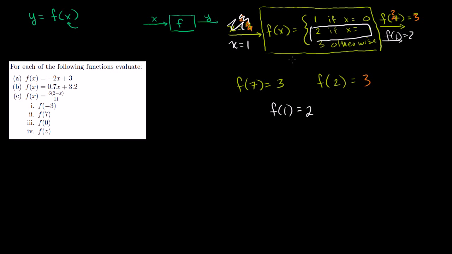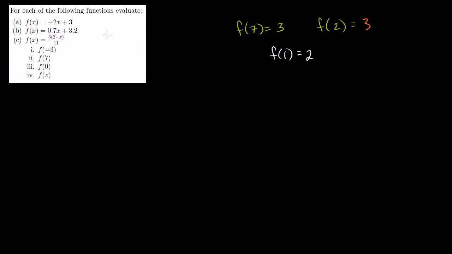Now, with that in mind, let's do some of these example problems. They tell us, for each of the following functions, evaluate these different functions. These are the different boxes they've created at these different points. So let's do part A first. They're defining the box: f of x is equal to negative 2x plus 3.